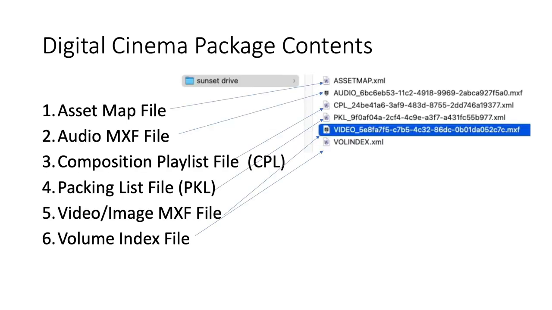Before I start, I'll quickly define a DCP, or digital cinema package. This information is important for how to prepare your video for DCP creation. First, it's called a package because it's a folder containing multiple files. Sound and image are in separate MXF files.